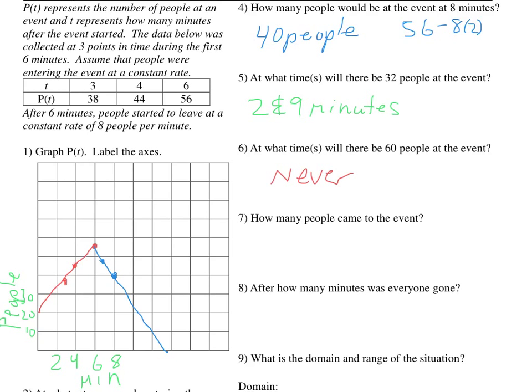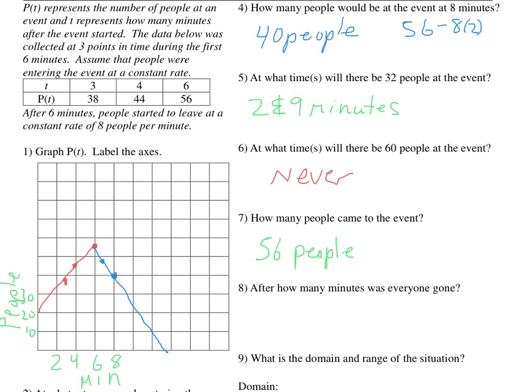If we look at the next one here, how many people came to the event? Okay, there never were 60 people. Well, wouldn't how many people came to the event be the most people ever? So the most people is right there, which was at 56. So that would be 56 people. All right.